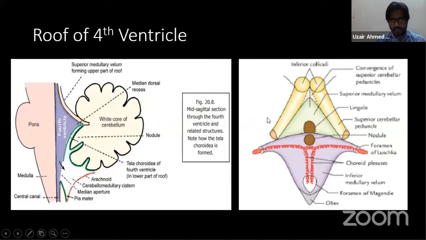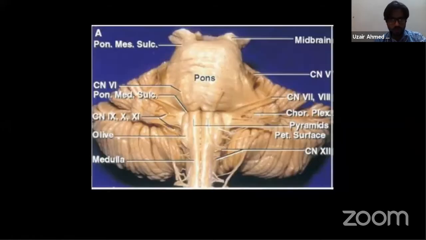Again, when we visualize the roof from below upwards, we can appreciate this is the superior cerebellar peduncle forming the lateral margin of the upper slope of the roof of the fourth ventricle, and between them we have a hanging structure, thin white membranous matter, known as the superior medullary velum, and beneath we have the inferior medullary velum forming the proximal part of the lower slope, and then the tela choroidea that contains the choroid plexus. Now we are going to see the actual cadaveric model of this diagram. In order to visualize the roof of the fourth ventricle from below upwards, we are going to use the brain stem of a cadaveric patient.